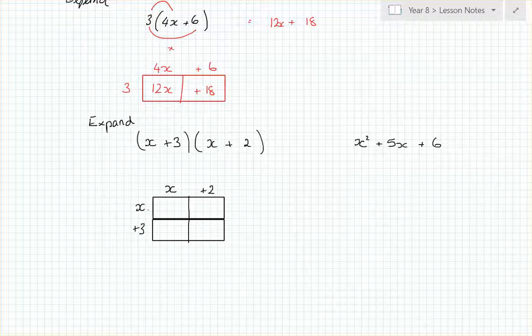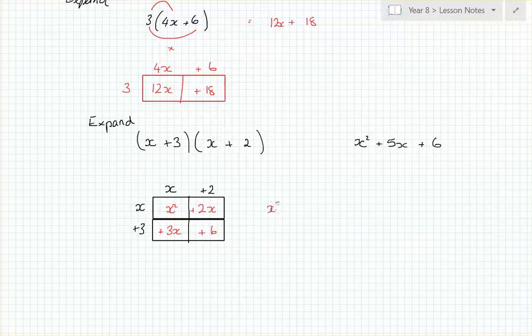So x times x is x squared, and that's what all of you are pretty much saying. There's an x squared in there, definitely. Then I've got x times 2 is 2x. It's a plus 2x. We've got a plus 3x, and we've got a plus 6. And then we just stick it down. But actually, the plus 2x and the plus 3x combine, don't they?